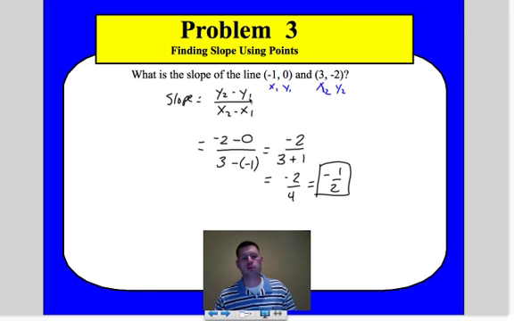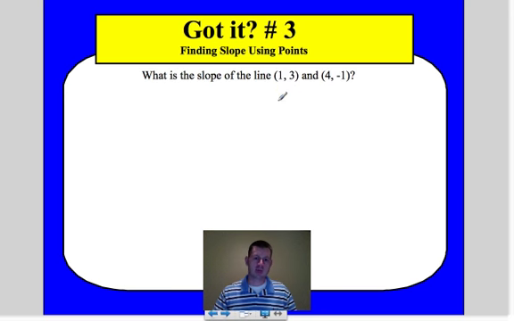So it's y2 minus y1 over x2 minus x1. Okay, y's over x's, rise over run. You need to know this formula. This is one to memorize. Okay, so got it, number 3. I want you to go ahead, see if you got it. First thing I would do is write down your formula.